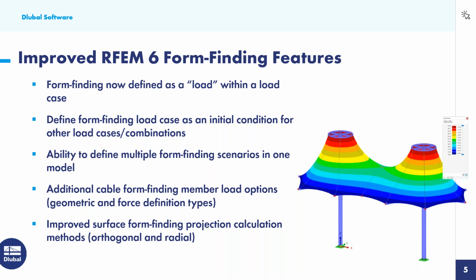We have expanded and added additional cable form finding member load options for both the geometric and force definition types. We'll see this with example 1. And finally, we have improved the surface form finding projection calculation methods. This would be for more conical type structures, like what we'll be seeing in our second example today over here on the right-hand side, for both the orthogonal and radial methods.